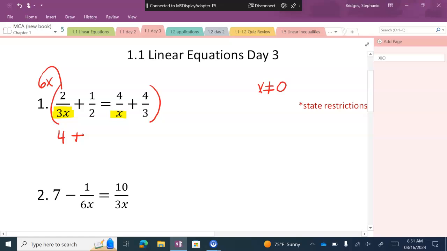Does that make a little bit of sense? How is the denominator not 0 now that you cancel out the 3x? Okay. When you divide by 3, that turns to 1. When you divide by x, that turns to 1. So 1 times 1 is 1. Does that make a little bit of sense? Okay. Is everybody okay with those?